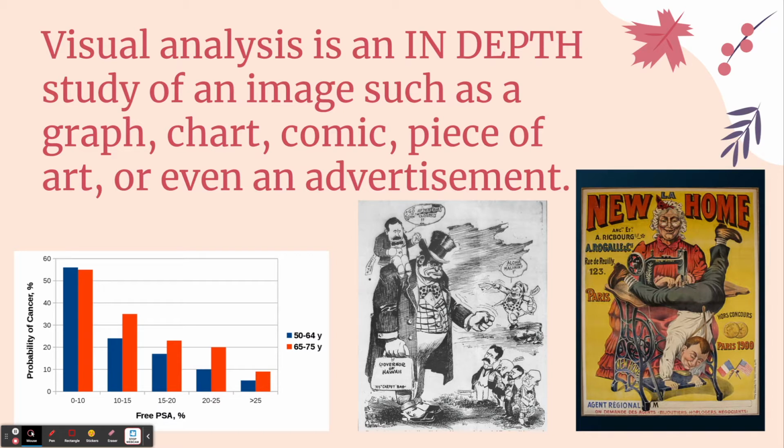So, for example, on the bottom left, you have a chart that says the probability of cancer percentage. Then we have the free PSA percentage, and then the blue and red indicate the age of the individual. The blue is someone who's 50 to 64 years old. Red is someone 65 to 75 years of age. What we don't understand, if we look at the bottom, it says 0 to 10. So this is the free PSA percentage, 10 to 15 PSA, and then the probability of cancers.